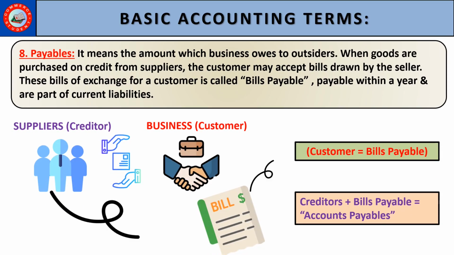Payables. Payables is the sum which the business owes to others when goods are purchased on credit from suppliers. The business may accept bills drawn by the seller. These bills of exchange, for a customer, become bills payable. The total of creditors and bills payable equals accounts payable.